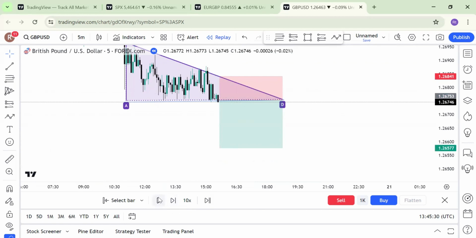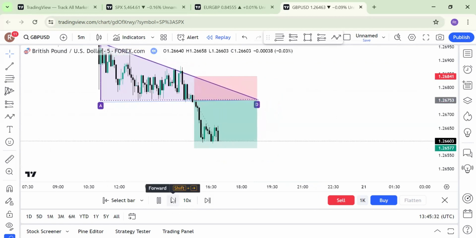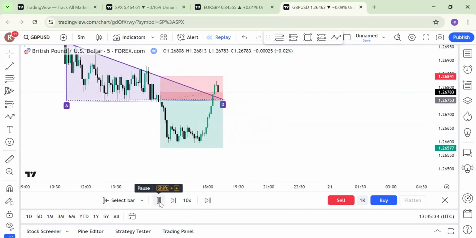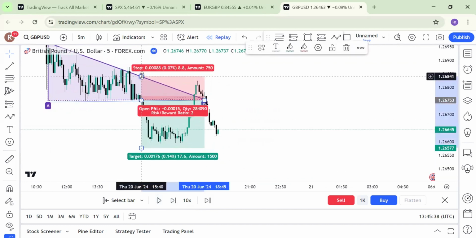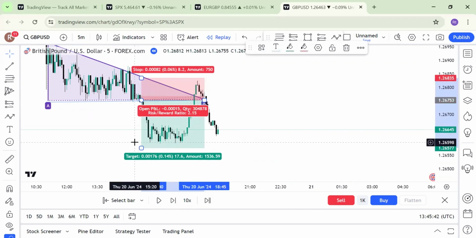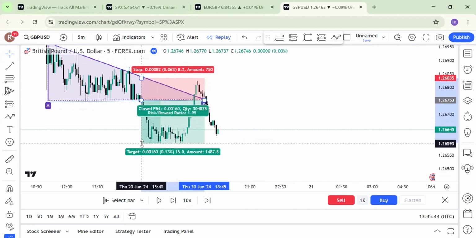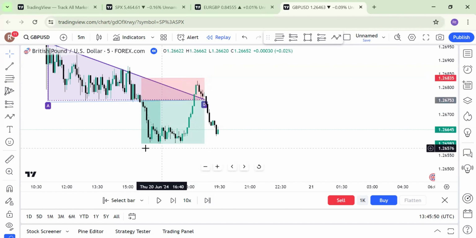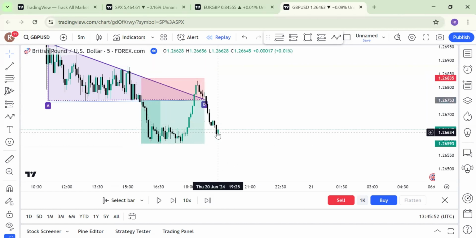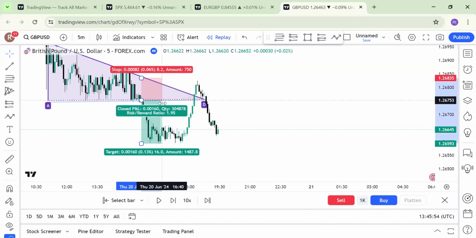So let's see what the market will do. You see the market? The market did not actually give me 1:2. Maybe my stop loss is too tight. Okay. My stop loss is actually not tight. Yeah, this is where my stop loss is supposed to be. And you see, the market actually gave me a 1:2. The market did a 1:2 before reversing.